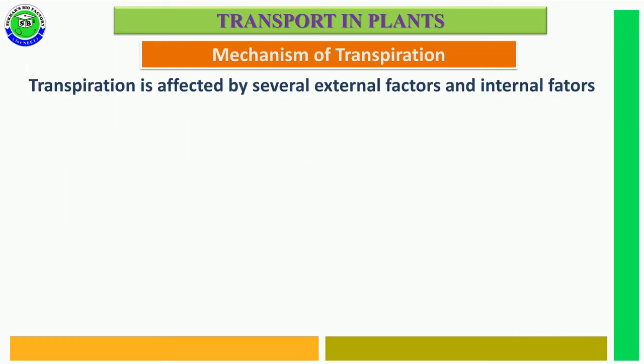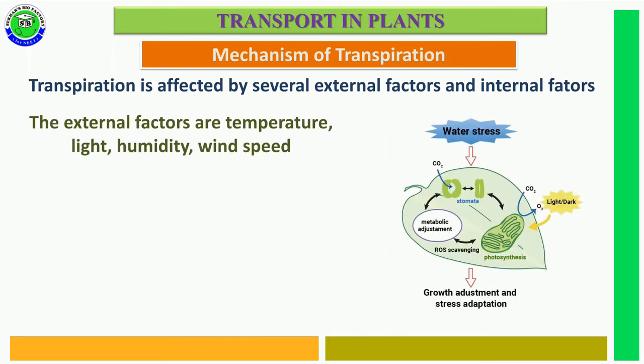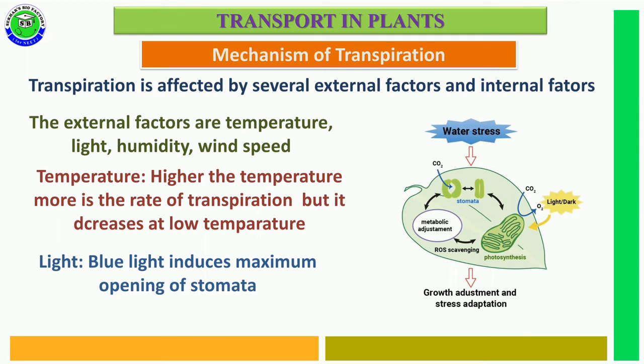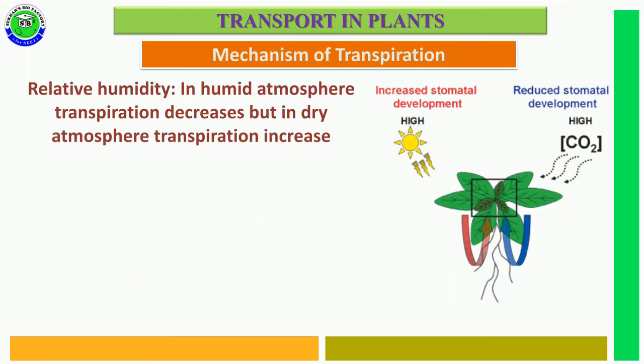The transpiration is affected by many external and internal factors. In this, the external factors include surrounding temperature, light, humidity, and wind speed. Higher temperature leads to more rate of transpiration, but the transpiration decreases at low temperature. The light, more specifically blue light, induces maximum opening of stomata.